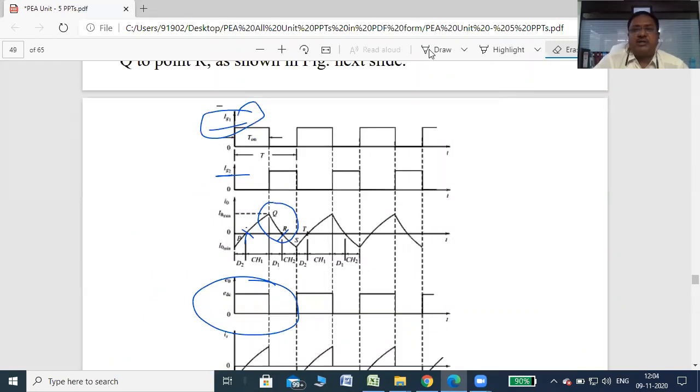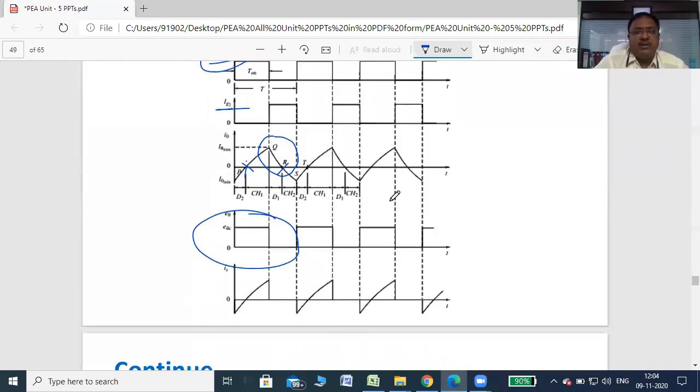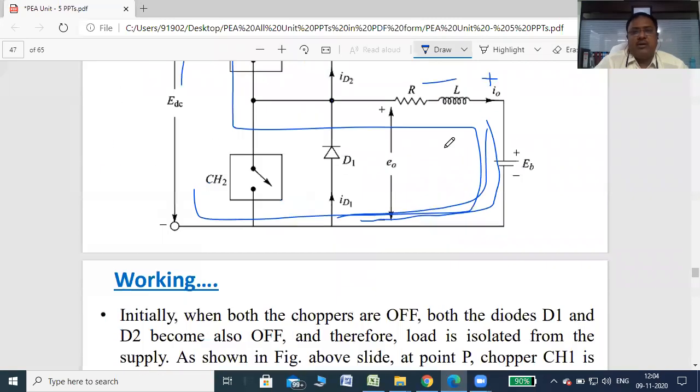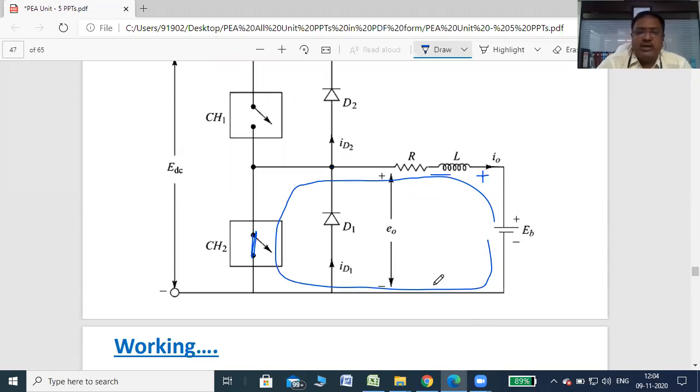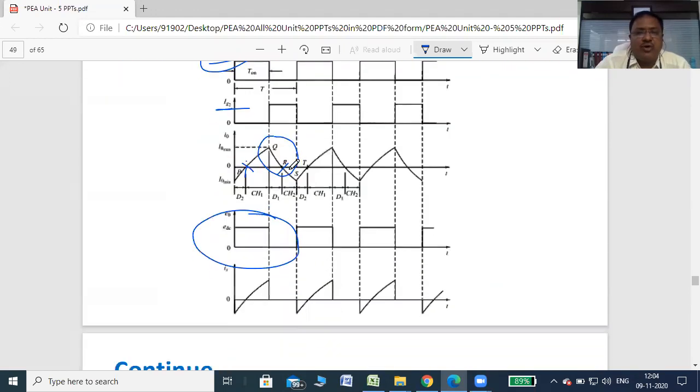Now let's see what happens exactly whenever chopper 2 turns on. I'll just show you. When chopper 2 turns on, the energy stored across this particular back EMF flows through chopper 2, like this. So the current direction is reverse. This time the inductor stores the energy in its magnetic field like this, and current flows in a reverse direction. So in the waveform, we can check the point R to S.